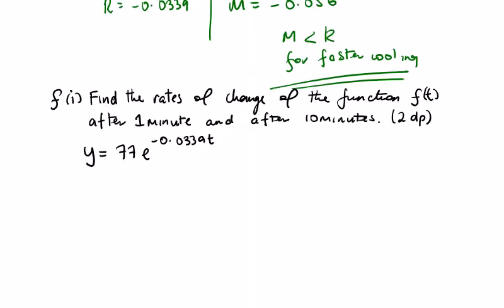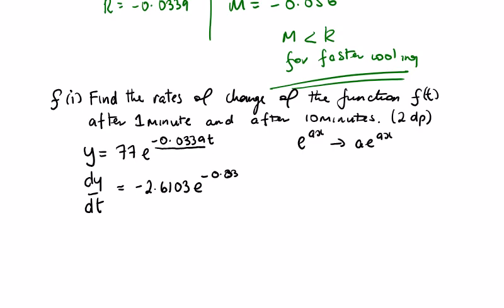So we're asked to find the rates of change of the function after 1 minute and 10 minutes corrected to 2 dp. So we have y, so let's get dy dt. We know from our rules of differentiation that e to the power of ax differentiates to ae to the power of ax. So I need to multiply this number here by the 77. That's going to give me a minus, and it's going to be 2.6103. E to the power of, and then this number doesn't change, 0.0339t. So that's dy dt.